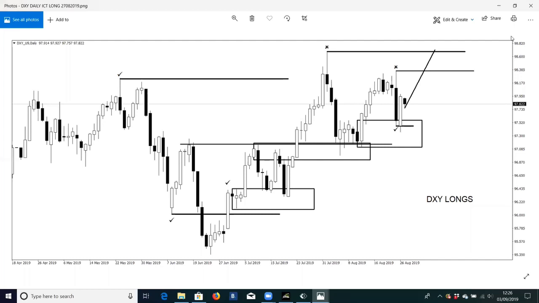In front of you at the moment is a chart which I dropped to my group last week, in regards to DXY longs. I was looking at dollar strength last week for many reasons. First and foremost, as you can see, this was the last bullish candle, which raided this significant low.